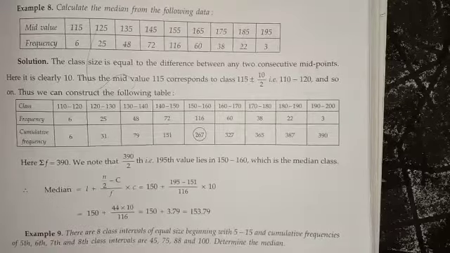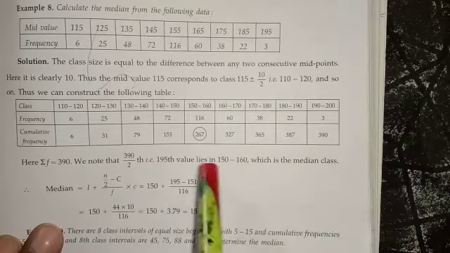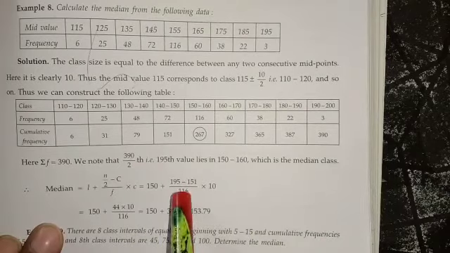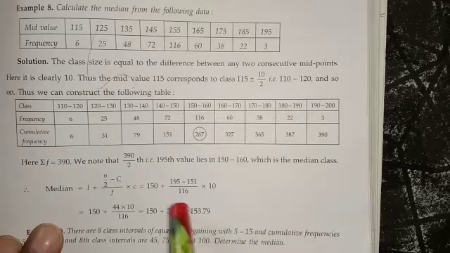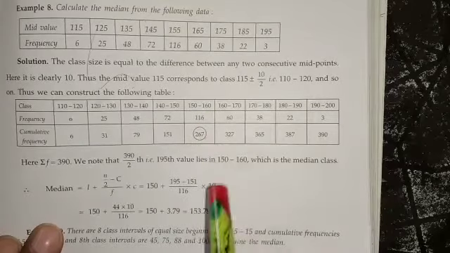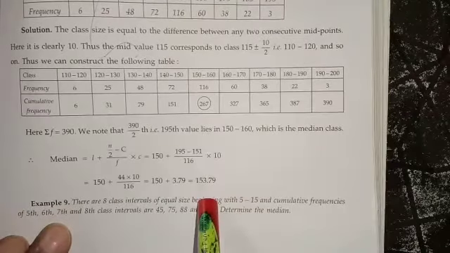That means the median class will be 150 to 160, L equal to 150, N by 2 is 195, C will be 151, frequency is equal to 116, h is the gap, 10, 10 gap. After simplification I am getting 153.79.